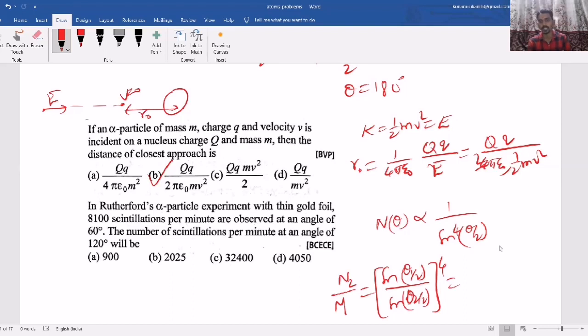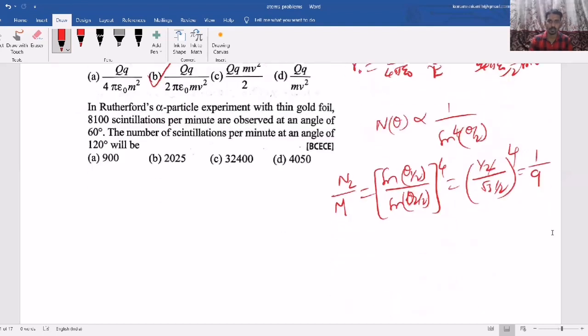Theta 1 is 60, so 60/2 is 30. So sin 30 is 1/2. Theta 2 is 120, 120/2 means 60. Sin 60 is √3/2, whole power 4. The 2s cancel. So (1/√3)⁴ means 1/9. So N2 value will become N1/9, where N1 is 8100, so 8100/9 means it will become 900.